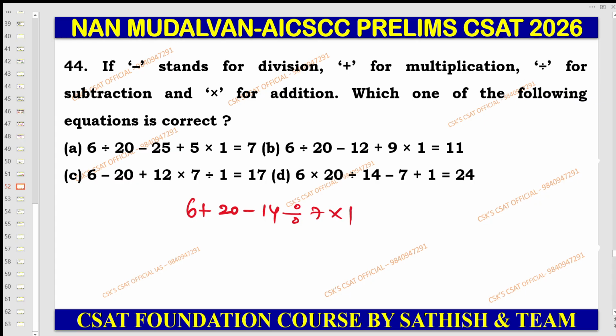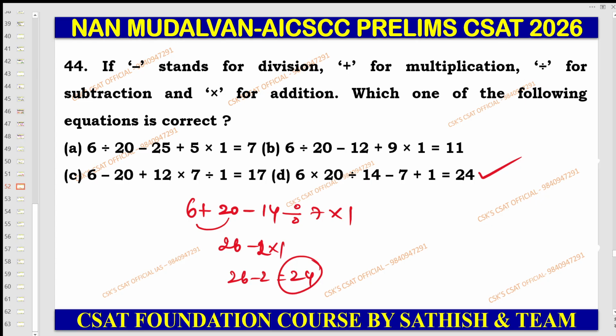Into means addition, division means subtraction. I am just replacing here due to the time constraint. 20 plus 6, 26. Understood? Here 2 into 1. So 26 minus 2 becomes 24. This alone satisfies. The rest do not satisfy by applying this replacement.